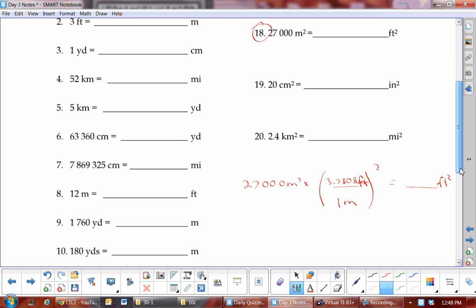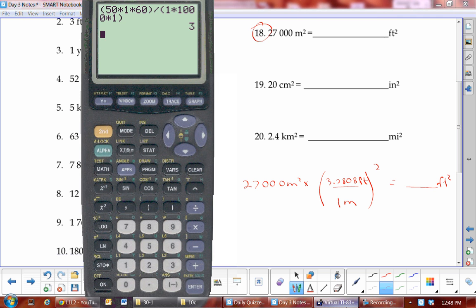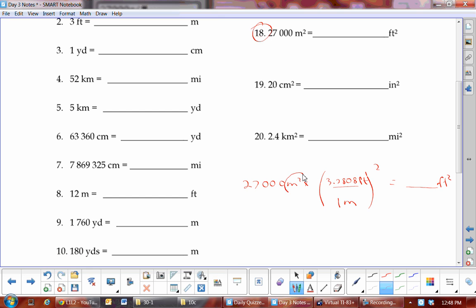Okay. Now, meters doesn't cancel meters squared, but do you understand that that squared outside will make meters squared, right? So this is the way you would put this into your calculator. Are you ready? Okay, just watch. You can just watch. You don't have to do it. You would go 27,000 times, not squared. Only the meters are squared. This is the units. Units doesn't mean square the 27,000.